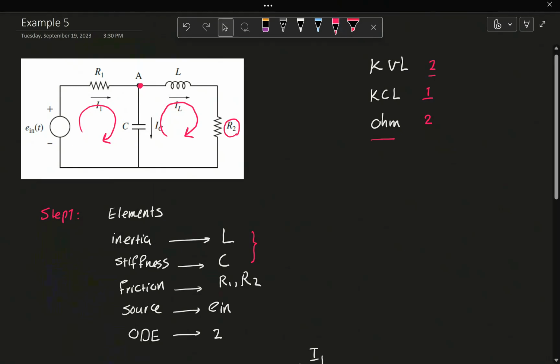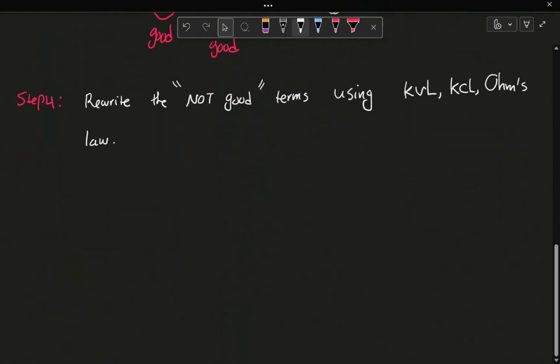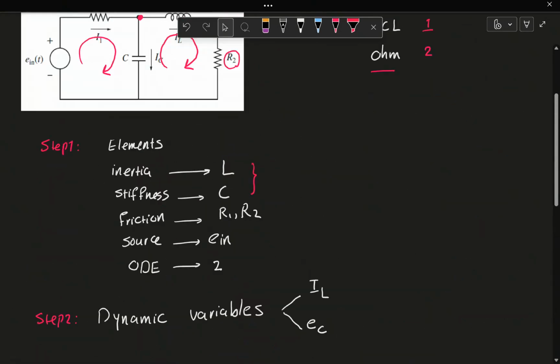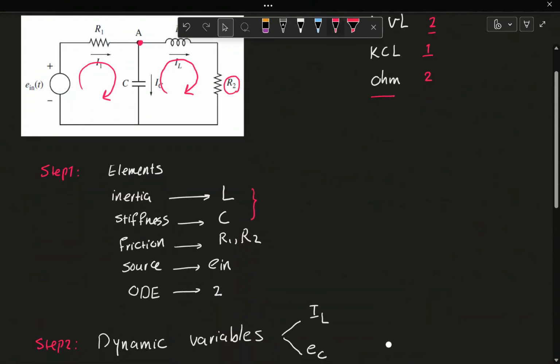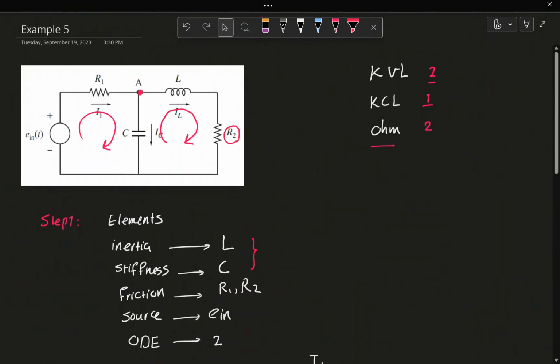So let's go back to step 4 now and see what we can do. For the KVL on the left loop, which I'm going to call this loop over here the left loop and this loop over here the right loop, I can start walking on the circuit.